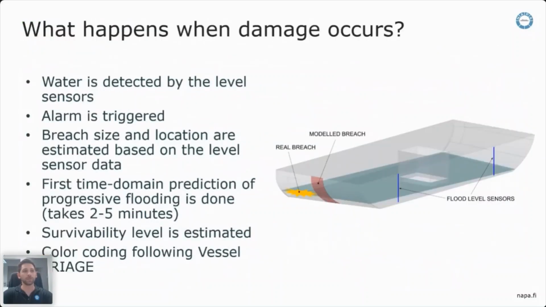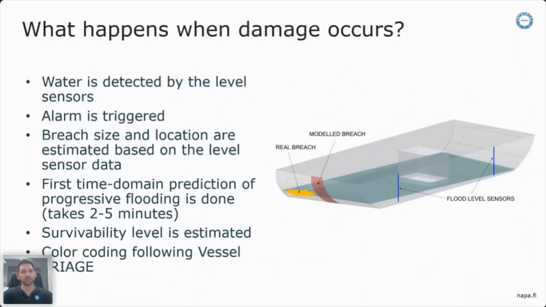Now, what happens when damage occurs? In the fully automated system, there are 2 flooding level sensors per compartment. Water is detected, and an alarm is immediately triggered in the NAPA Emergency Computer. Using the rate of increase of flooding levels and the difference in flooding levels, the software calculates the breach size and location of the damage.